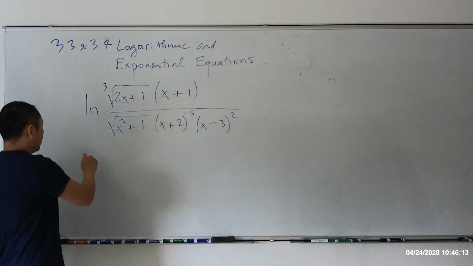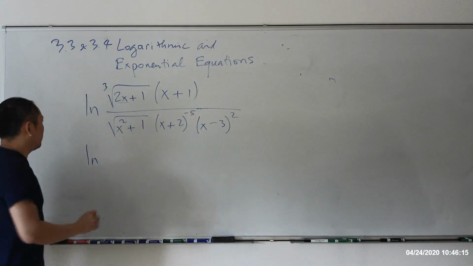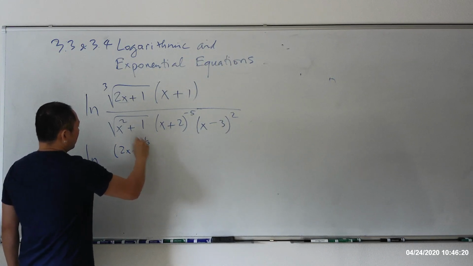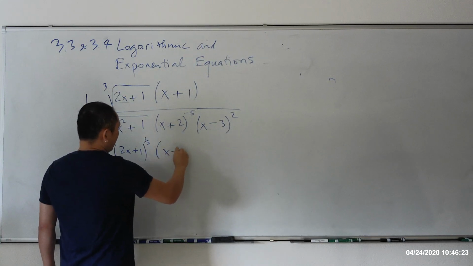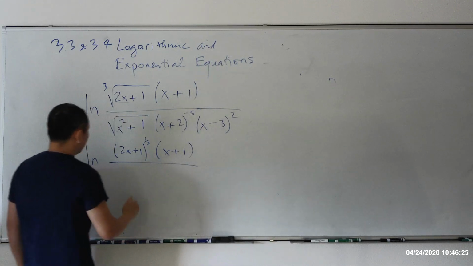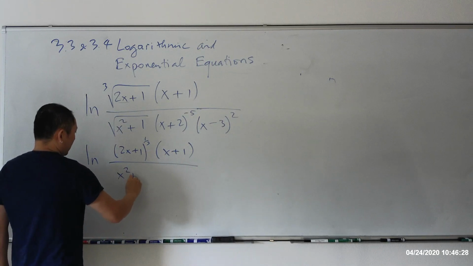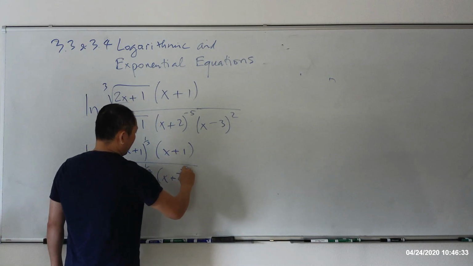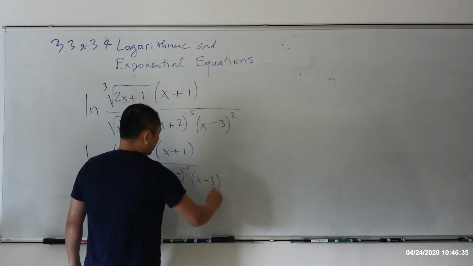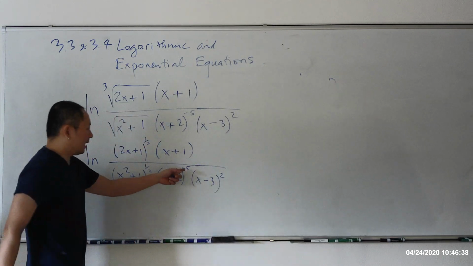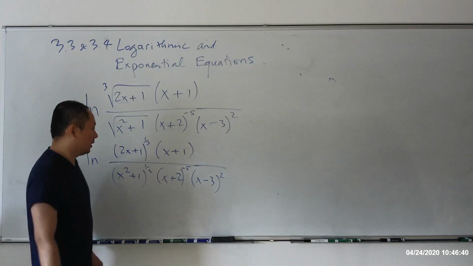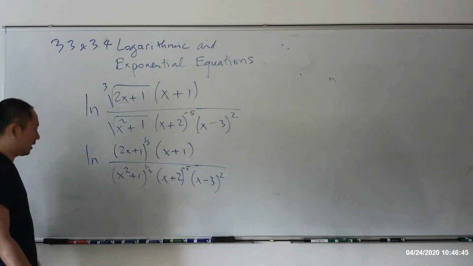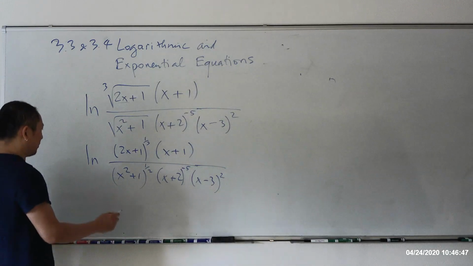So let's first convert the radical back to exponential form. We have the cube root of 2x plus 1, which means raised to the power 1/3, times x plus 1, and the bottom is (x squared plus 1) to the 1/2 times (x plus 2) to the negative 5 times (x minus 3) squared. There are a couple of ways to take care of that negative 5 exponent. You can bring it to the numerator and change it from negative to positive, or you can simply work directly from here. That'd be fine. Now break it down.